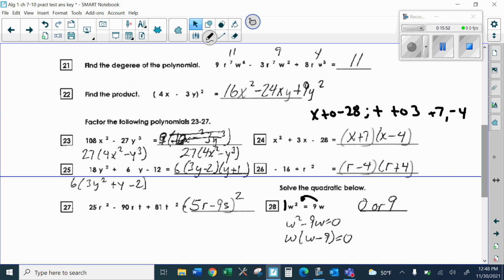Step 2, factor out the GCF. The GCF is w. Then it'll leave me with w minus 9. And then the third step would be factor what's left if possible. That is not possible to factor, so that's done. And then the last step, when you solve, is you set each of these factors, that's a factor and that's a factor, equal to 0. So w equals 0 or w minus 9 equals 0. And then you get your answers of 0 and 9.